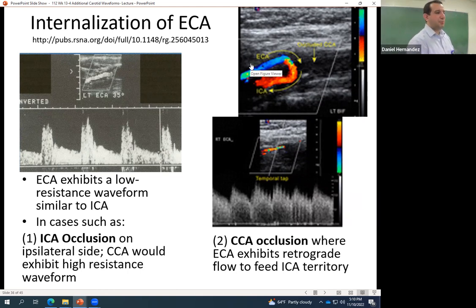We could potentially have retrograde flow in the ECA. If we see retrograde flow in that ECA, there's only one condition that's going to cause that, and that's an occlusion of our CCA. So our CCA is occluded. There's no flow getting in there, but our bifurcation is still patent. In order to get blood flow into that ICA, we're going to steal it from that ECA. We've got retrograde flow in that ECA, coming down the ECA and then into our bulb and then up the ICA.